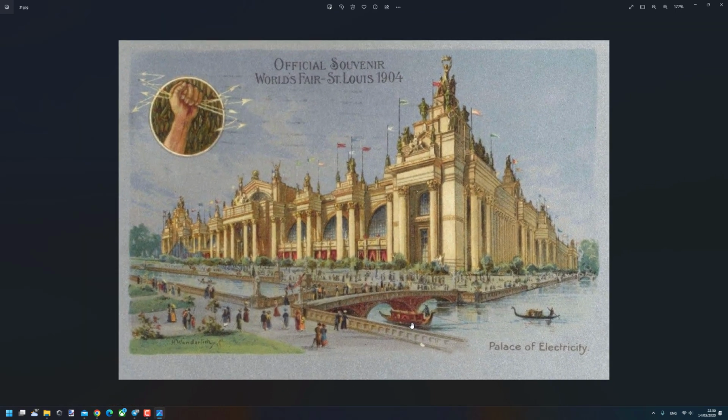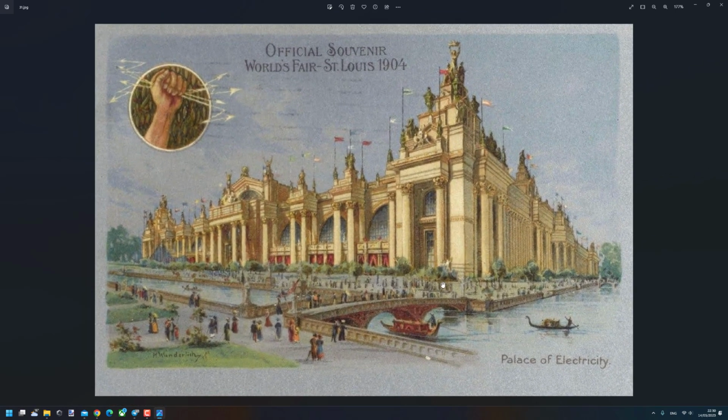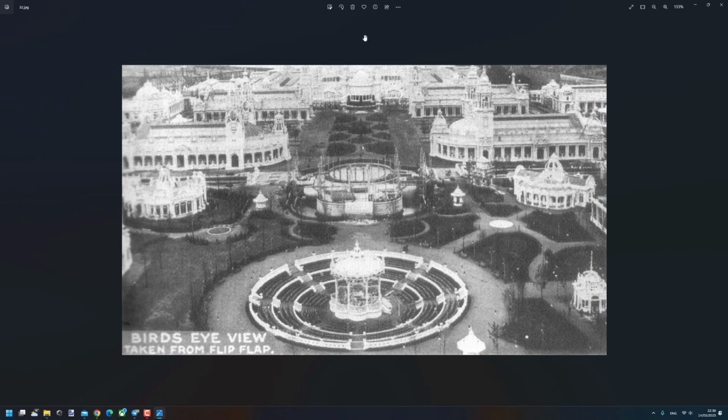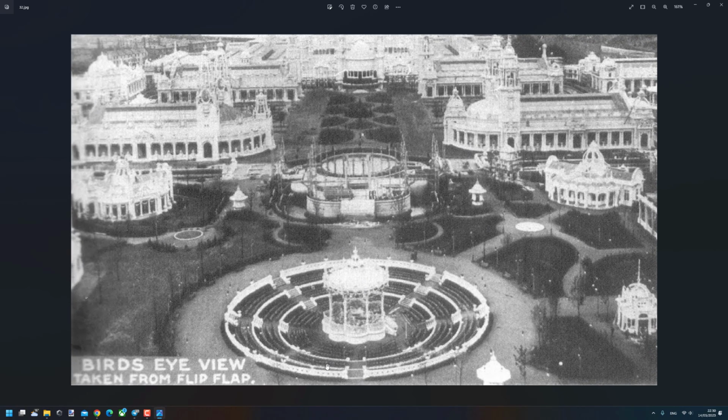Look at this one here. This is the official souvenir, World's Fair, St. Louis, 1904. The Palace of Electricity, completely destroyed. This one doesn't exist anymore. It is gone. Why would they get rid of them? Look at this one here, guys. We have a ton of places here, this is the bird view.